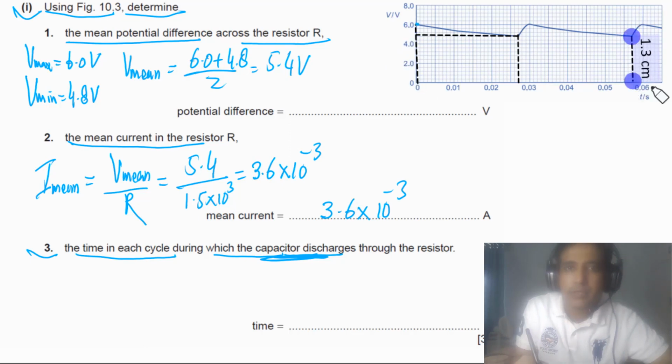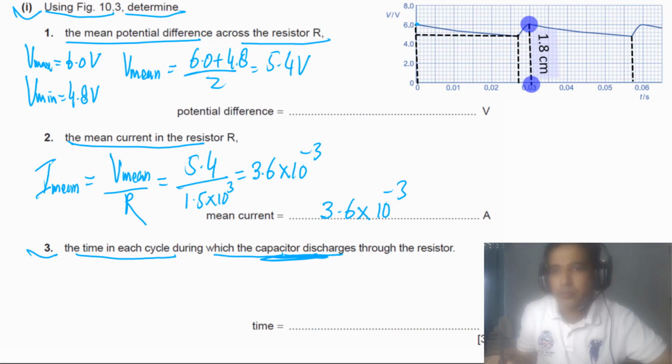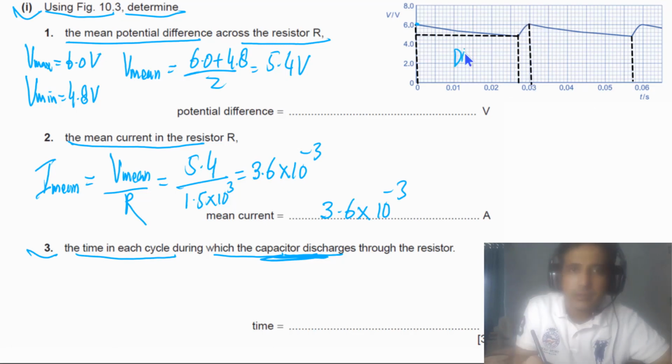Capacitor discharging, so we can draw another line. You can also take this time. The capacitor is also discharging between this one. So here the capacitor is discharging. You can say discharge, and here also discharge in this interval of time.